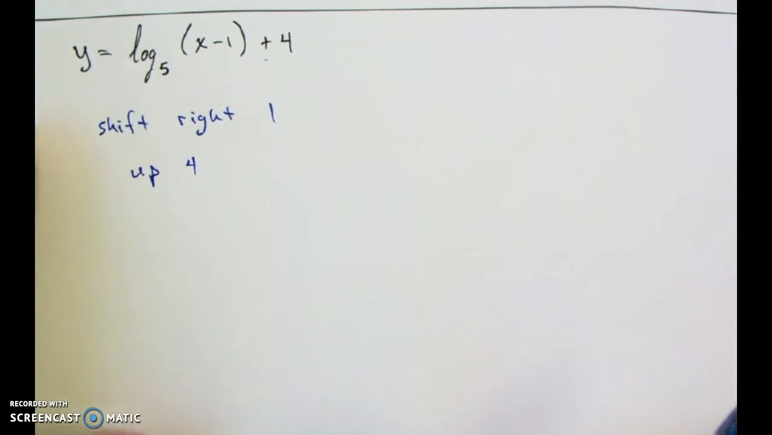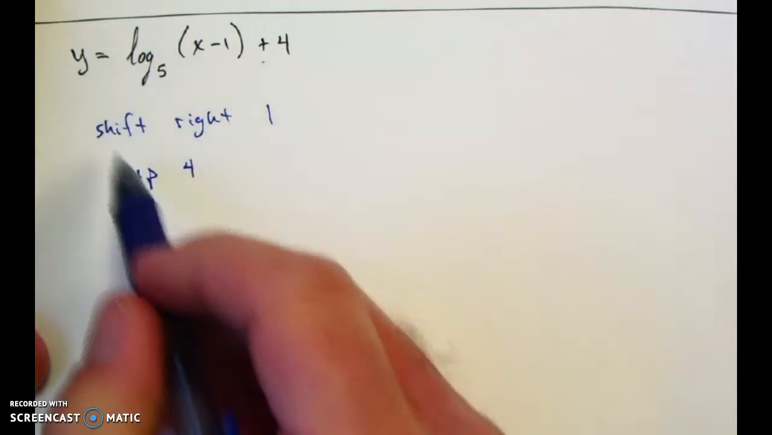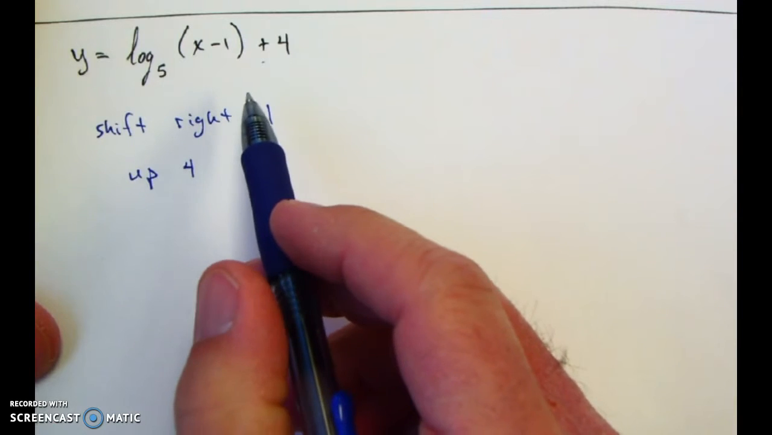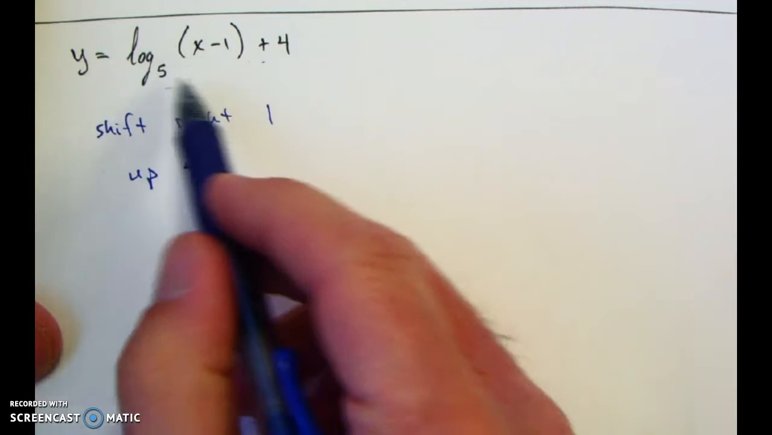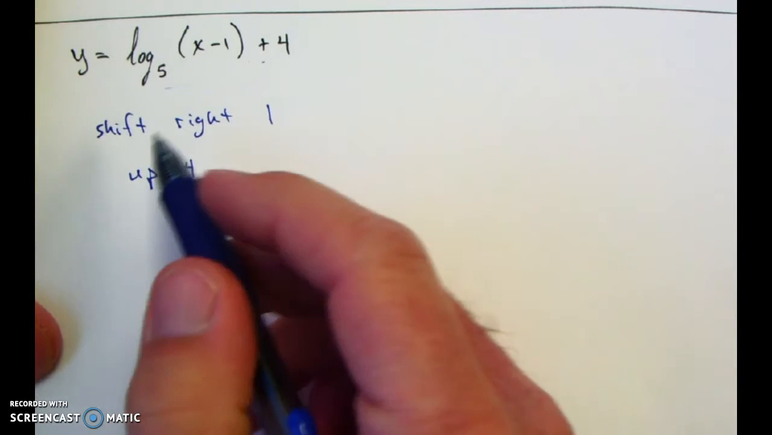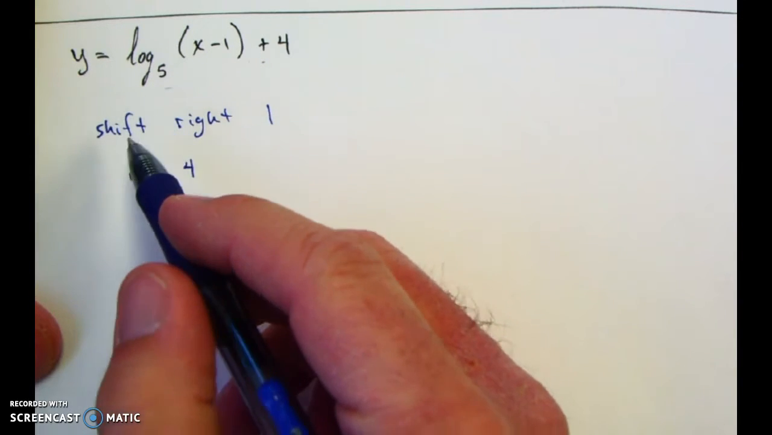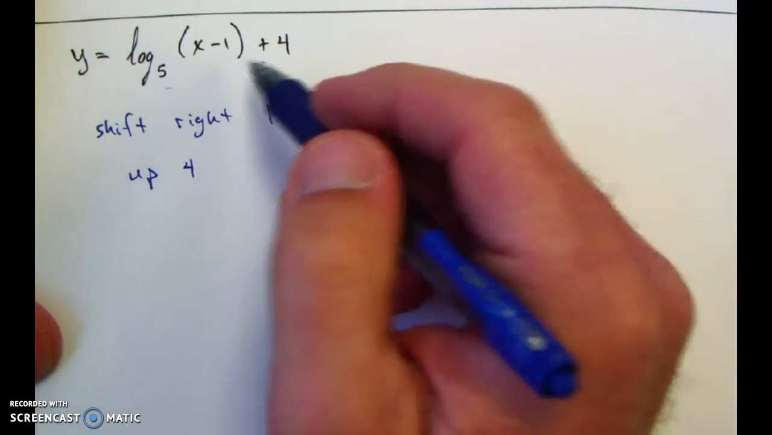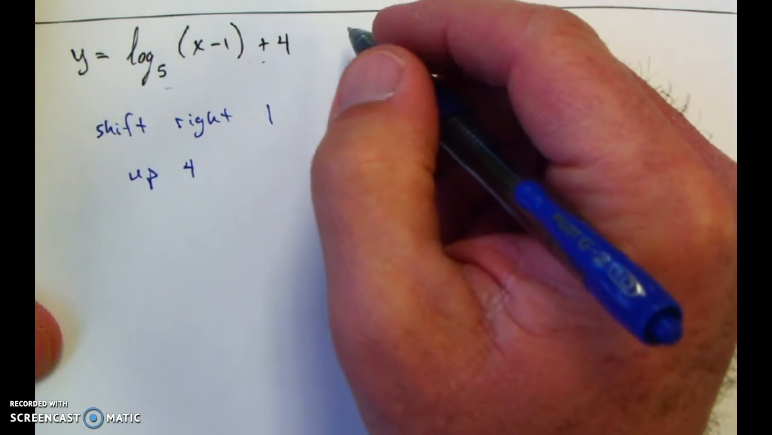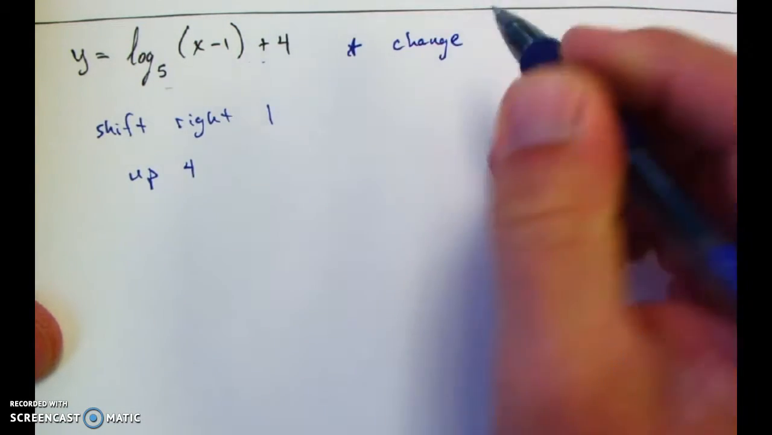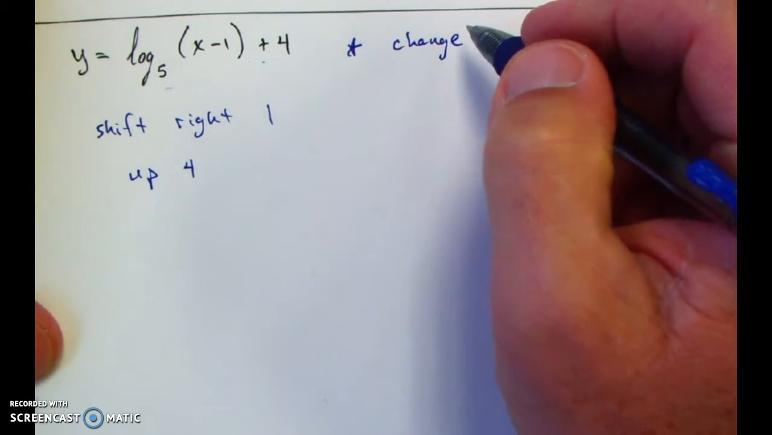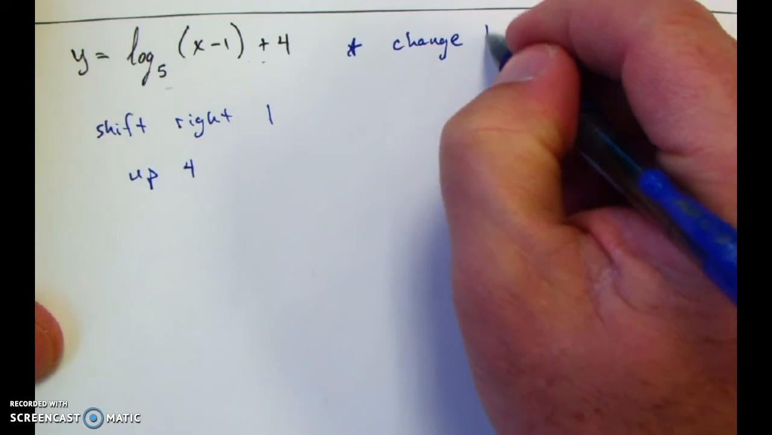So one thing that we could do as far as helping ourselves graph this is come up with some points. Now if you want to do it where we're plugging points in and trying to figure it out that way, we can. Or we could change this into an exponential function, sometimes that's easier to work with as far as our table goes. So I'm going to show how we can do that.